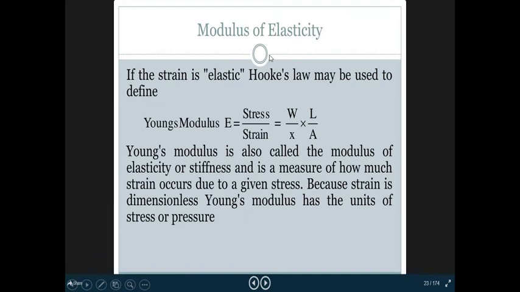Modulus of elasticity. If the strain is elastic, Hooke's law may be used to define Young's modulus, which is equal to stress by strain. So the formula for stress is load by area. Then strain is change in length by original length. You can see the original length is L, change in length x. Load W, area A. That is the formula for stress and strain.